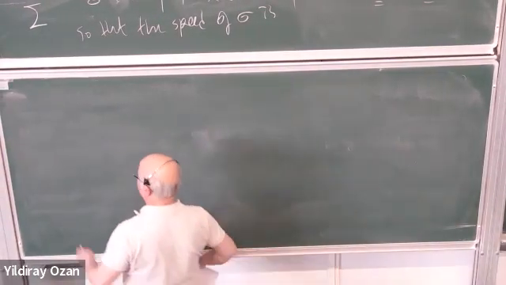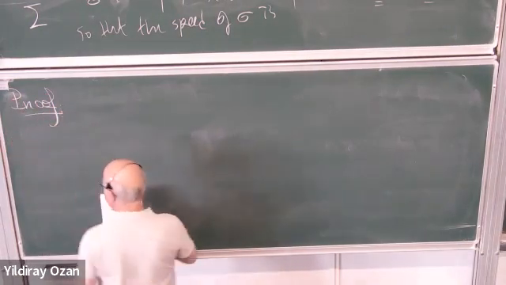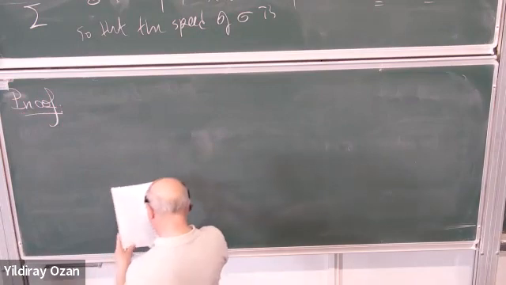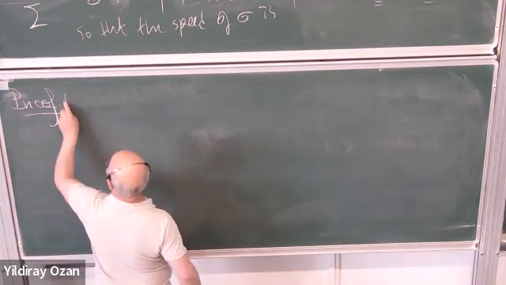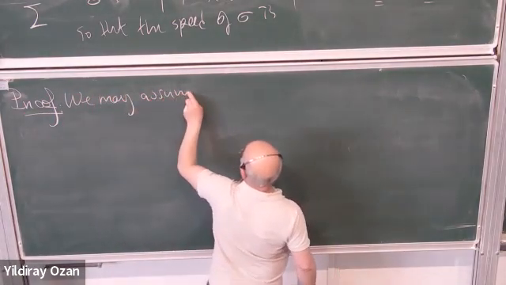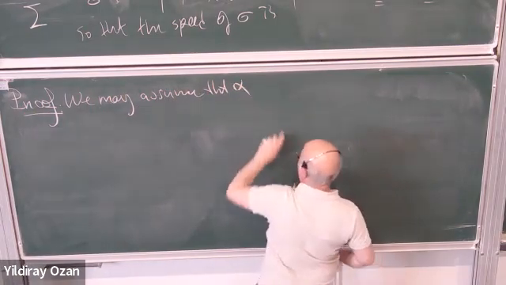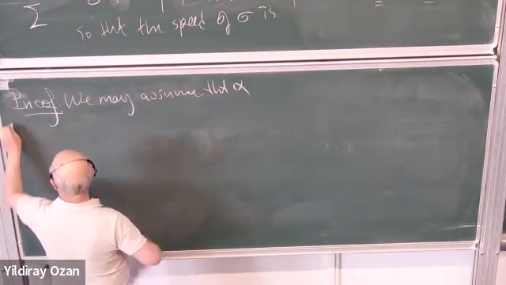All right. So now we may assume that alpha has unit speed.